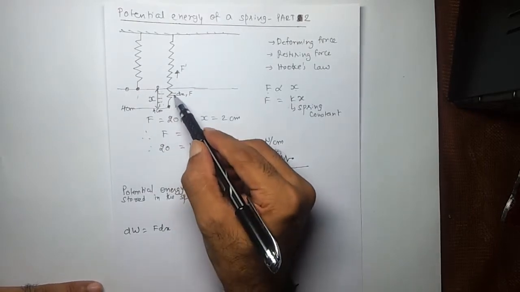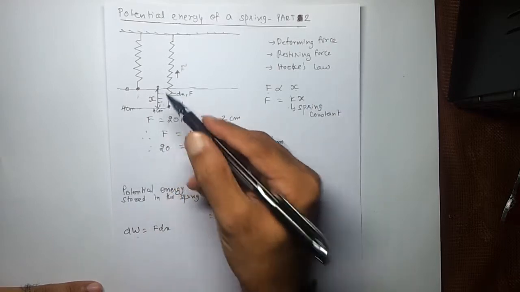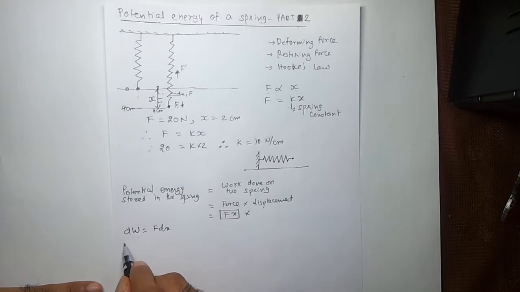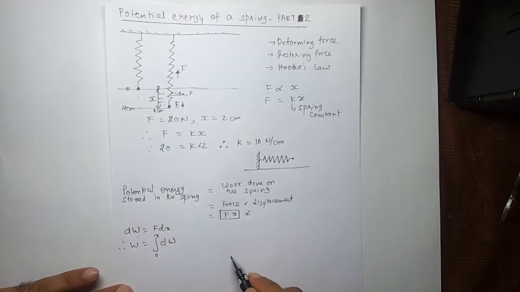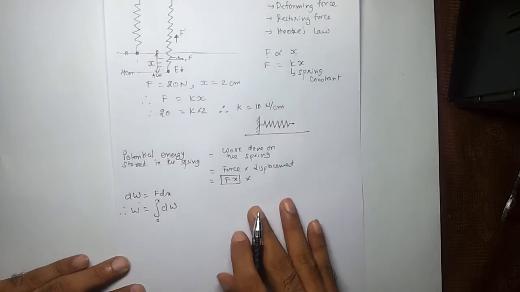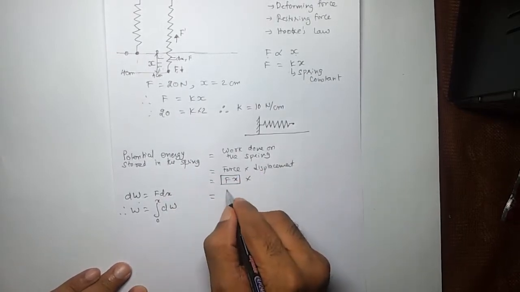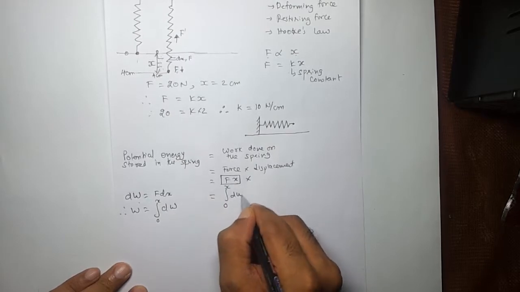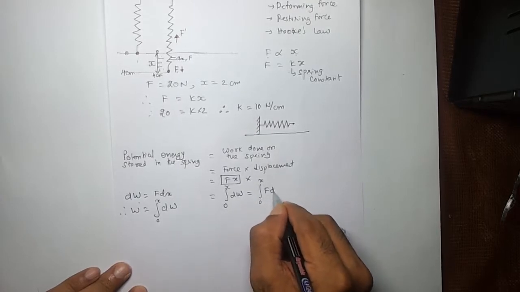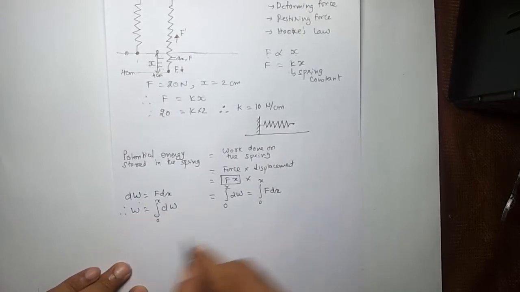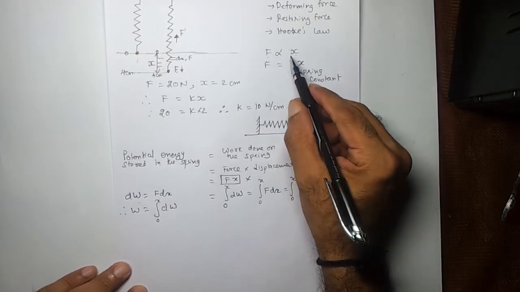And if I want to find out the total work done from 0 to x, I'll integrate this between the limits 0 to x. Therefore total work done is equal to the integration of dW from 0 to x. Right. So I'll come back over here. I'll write down that the potential energy stored in the spring is equal to work done on the spring, given by the integration from 0 to x of dW, and dW is equal to F dx. So this is the integration between the limits 0 to x, and for F, I can write F into x.